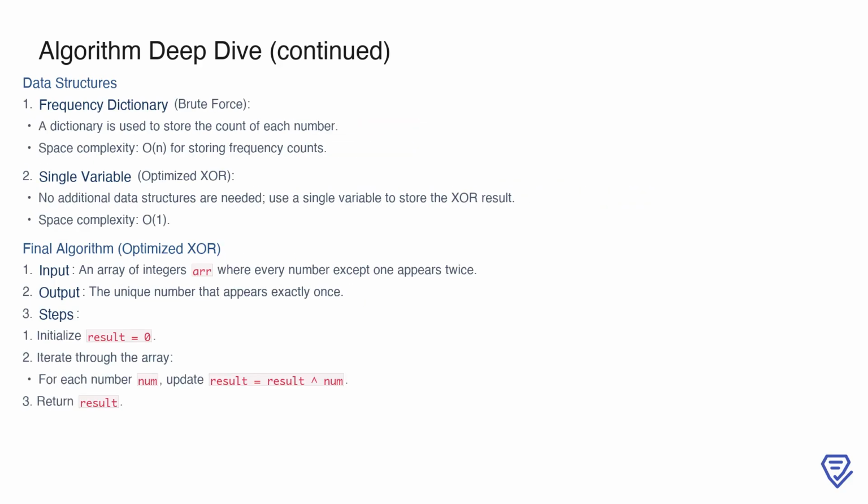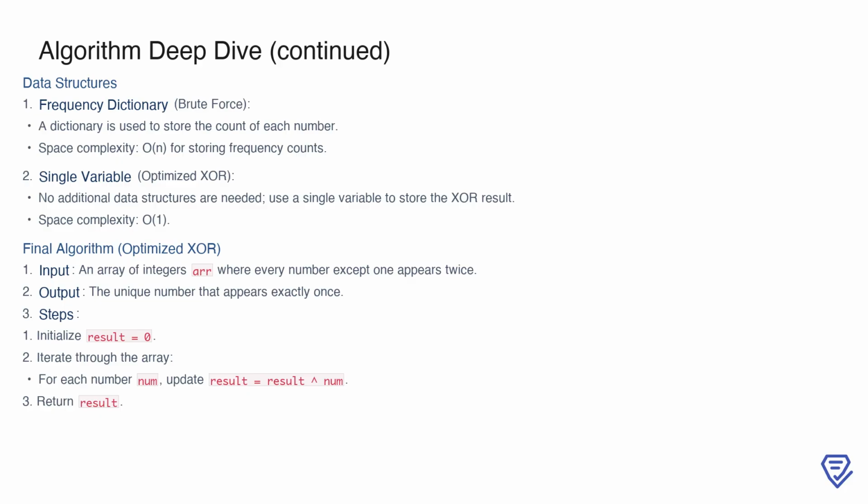To compare the data structures used in these approaches, the brute force method relies on a dictionary to store the frequency counts of numbers. While this is simple to implement, it uses O(n) space, which can become a limitation for larger inputs. On the other hand, the optimized XOR approach uses a single variable to store the result, achieving O(1) space complexity. The final optimized algorithm can be summarized as follows.